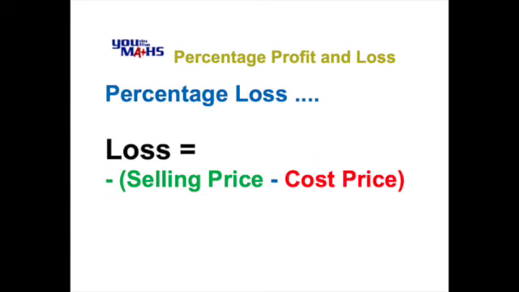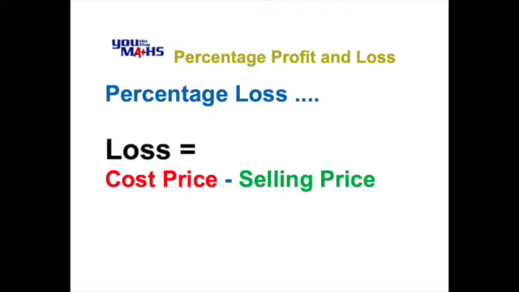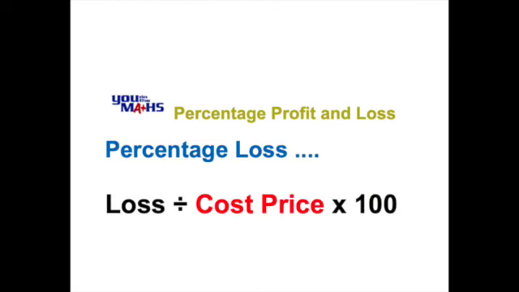Now, we could work out the loss in two ways. We could do as before and go selling price minus cost price, but it will be negative. So we can put a negative in front of that result, or we can just say that the loss is the cost price minus the selling price. To determine the percentage loss, it's very similar to before. What we do is we take that loss and divide it by the cost price and then multiply it by 100.